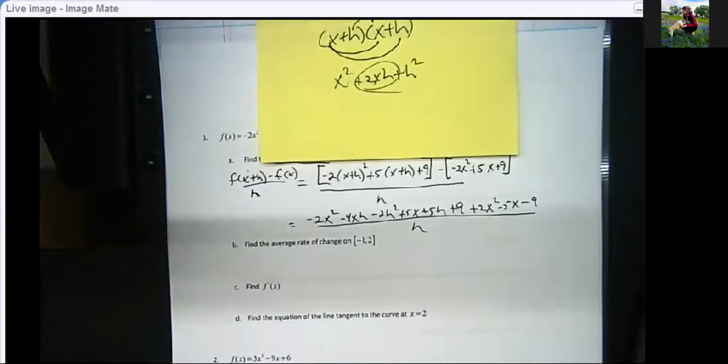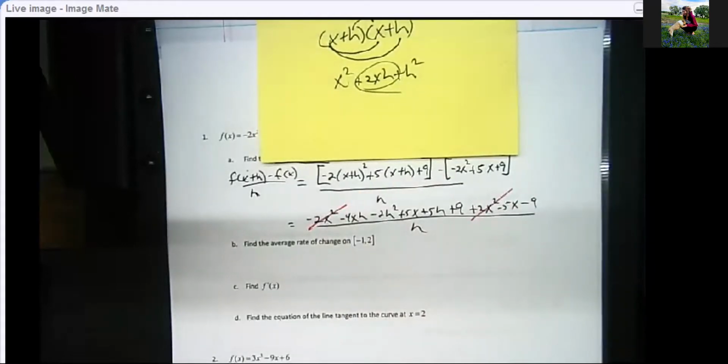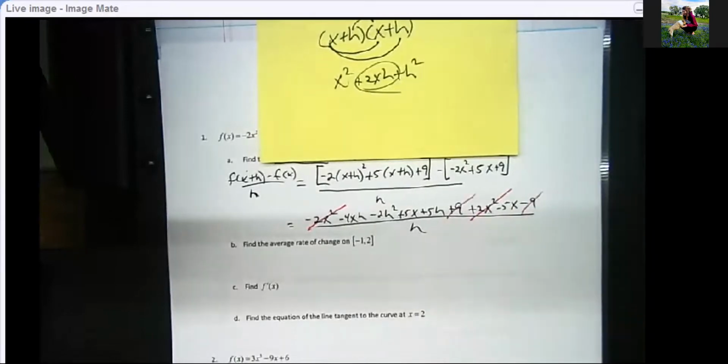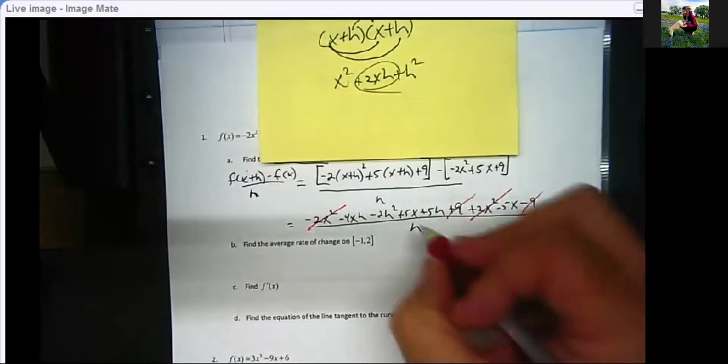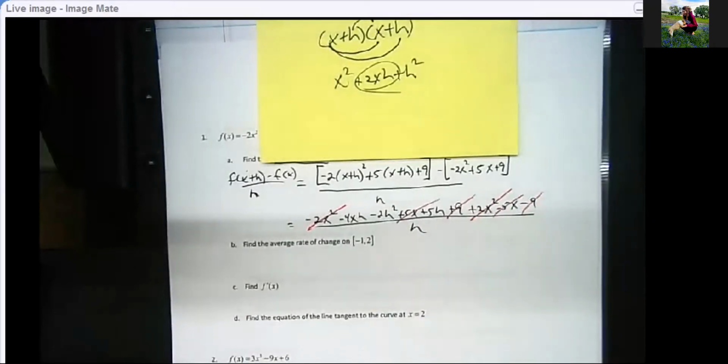But here's the cool thing about this. What should give you comfort when you're done? What's good? Almost everything cancels. The negative 2x squared is gone. The 2x squared is gone. What else is gone? The 9s are gone. What else is gone? The 5x's are gone. And what is left is only things that involve what? And that's exactly what could happen.